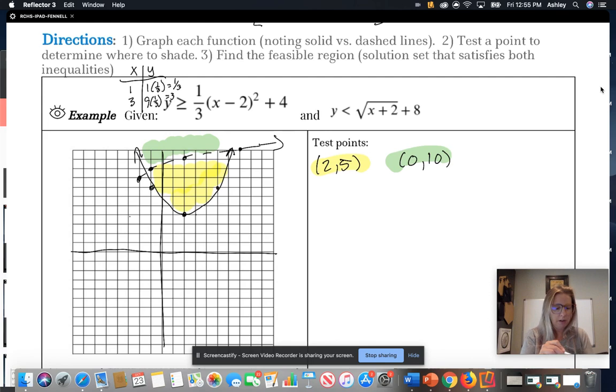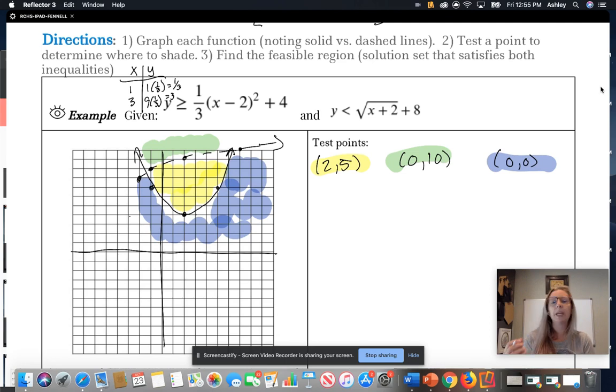And then we could also have outside the quadratic and underneath the square root function. And then last but not least, let's pick a point we could test for that. We could test the point (0, 0). That looks like a nice friendly point to test for that one. And that would be, again, our blue region there.